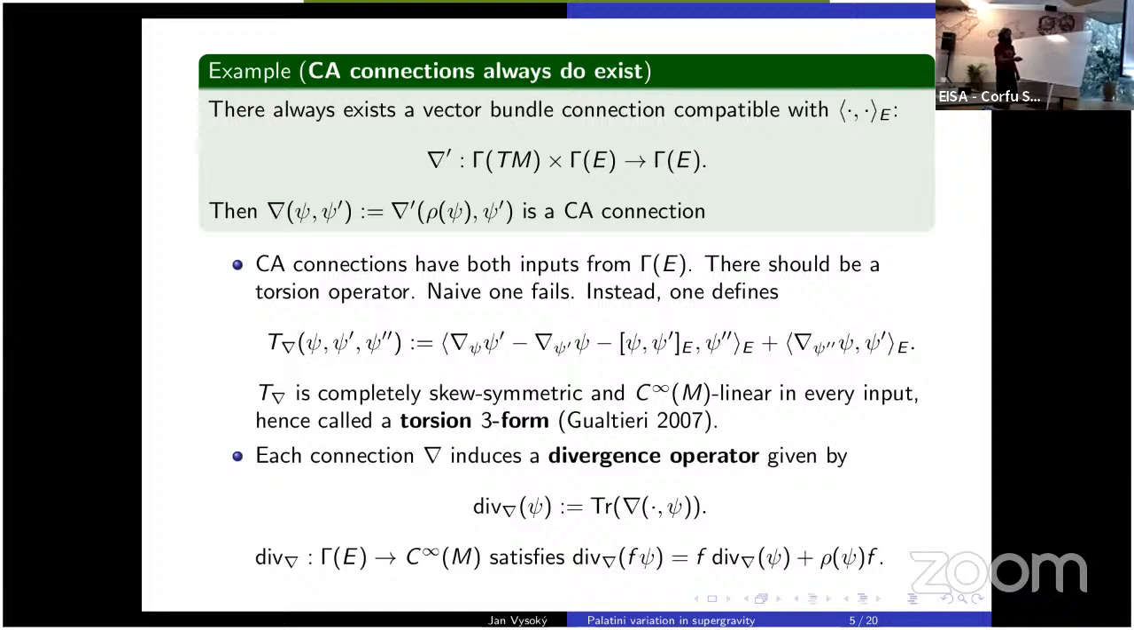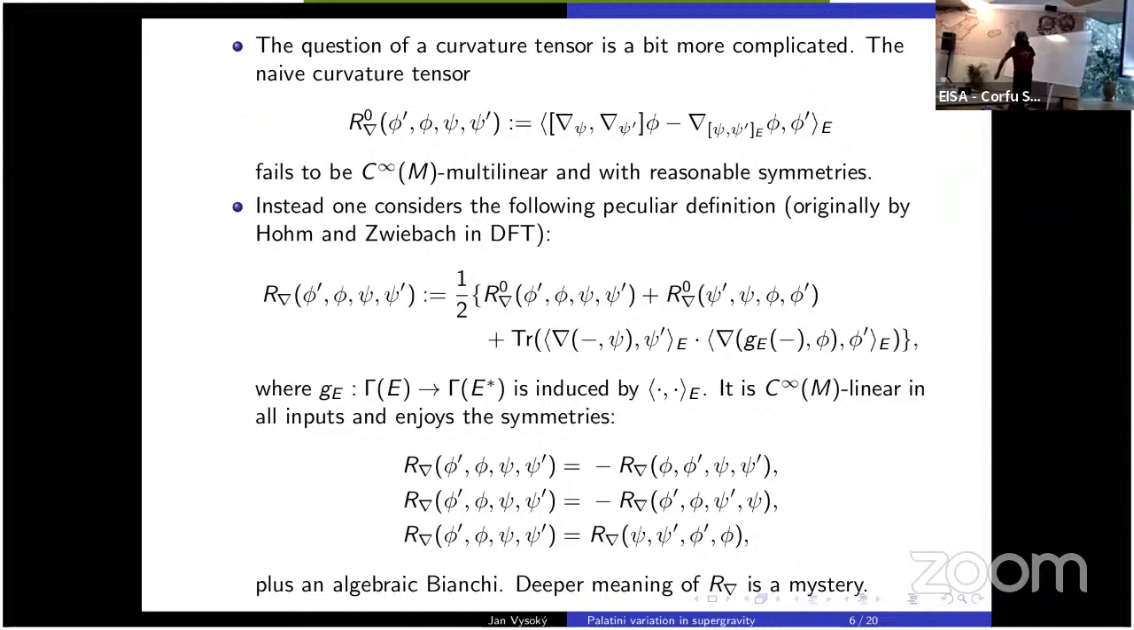So you just trace in two indices your Christoffel symbols, let's say, and you get the divergence operator. You get a map from sections to functions, and it satisfies this condition. So if you multiply your section by a function, you get this. So this is called the divergence operator. And then there is, of course, the question of the curvature tensor.